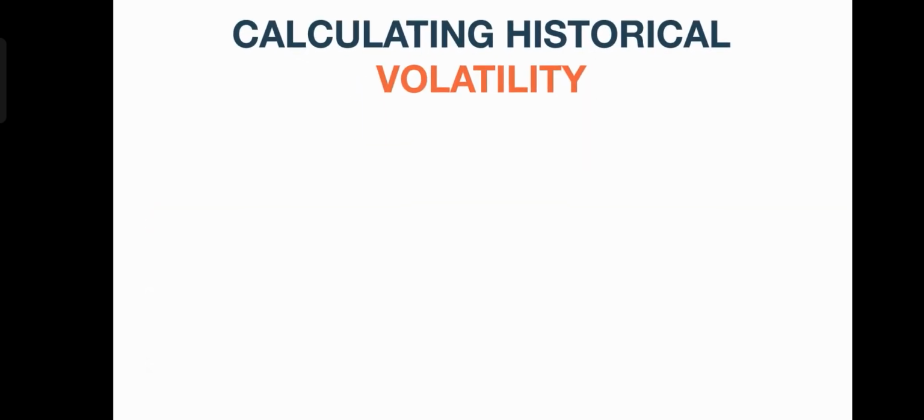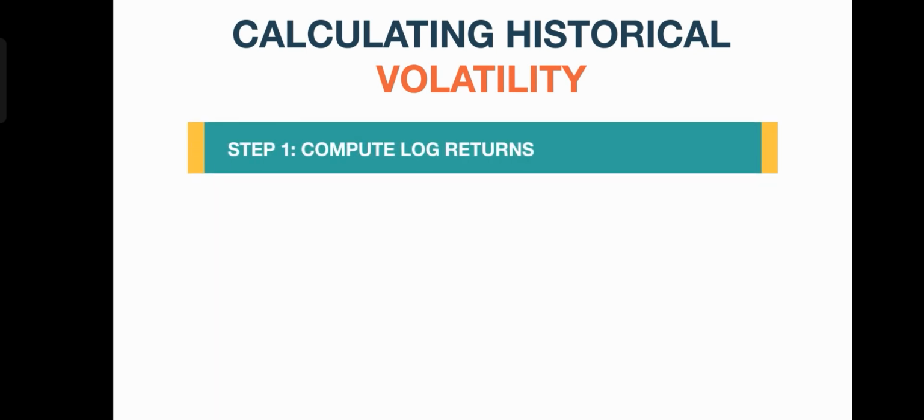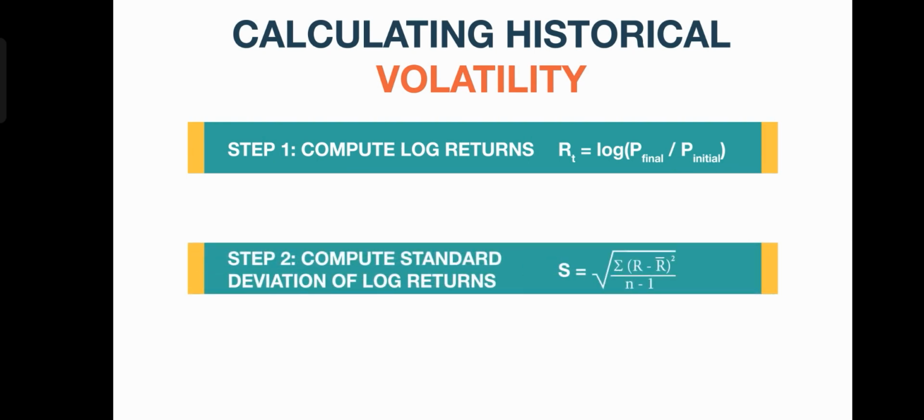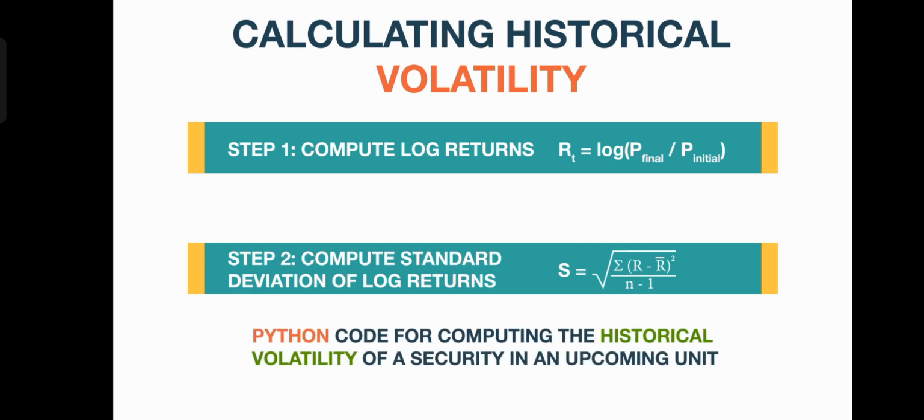For calculating the historical volatility, the first step is to compute the log returns for the time series. Once this is done, the next step is to compute the standard deviation of the log returns. You will be taken through a Python code for computing the historical volatility of a security in an upcoming unit.